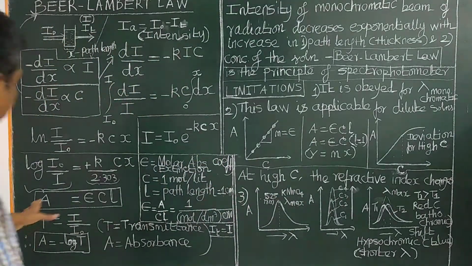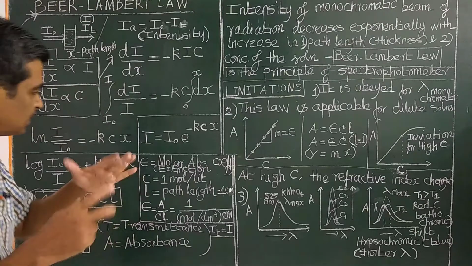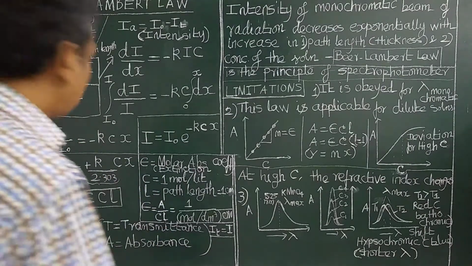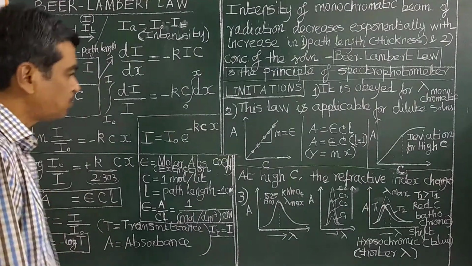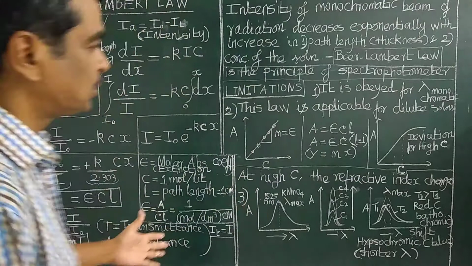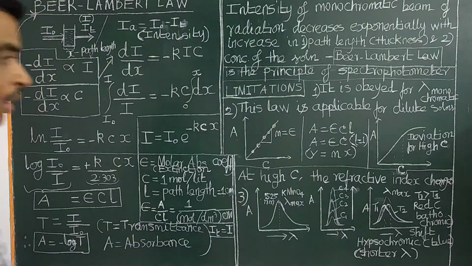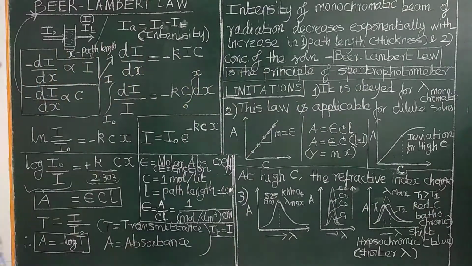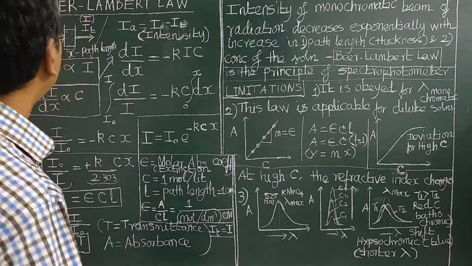We will study transmittance. What is transmittance? What is absorbance? What is the relation between absorbance and transmittance? And we will study the deviations of Beer-Lambert's law. What are the deviations of Beer-Lambert's law? What are red shift and blue shift? And also a problem asked in GATE 2015.